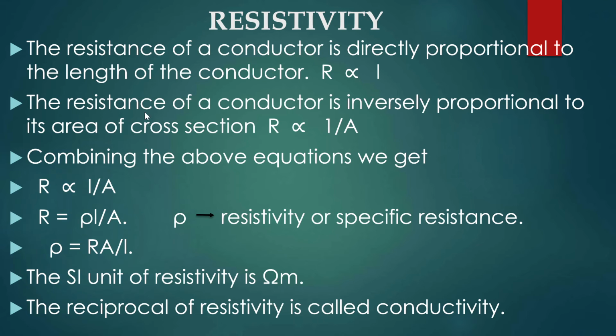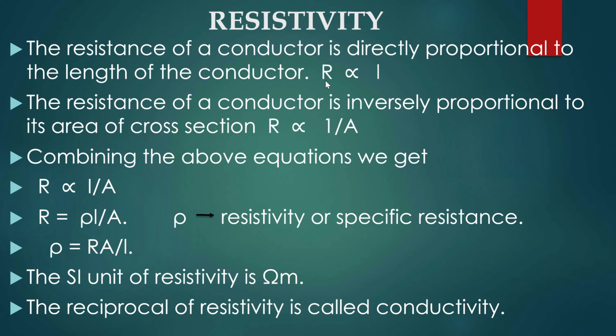Now, the resistance of a conductor is also inversely proportional to its area of cross section. That is, R is proportional to 1 by A. Since it is inversely proportional, the area of cross section comes in the denominator. And this is 1. Just check out the difference between L and 1. So, resistance is directly proportional to L and inversely proportional to area of cross section.